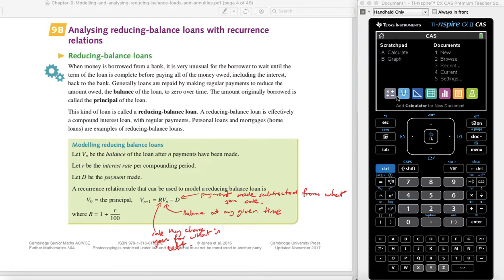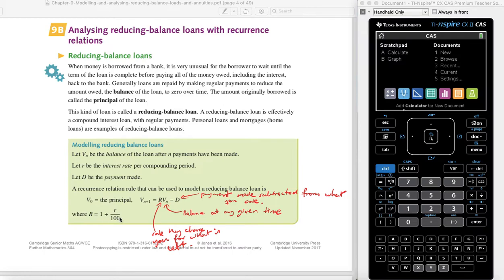These can be done on the financial solver on the CAS, or they can be done with this recurrence relation. So VN is the balance of the loan after N payments have been made. So say for instance you're paying your loan back monthly, you could find out what the balance is after 3 months by looking at the previous two. R is the interest rate per compound period, and D is the payment made.